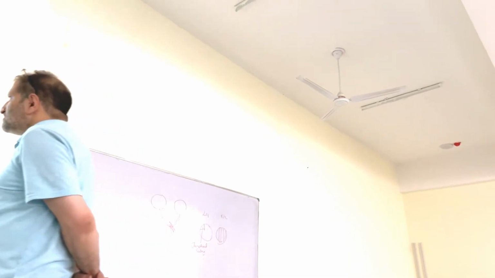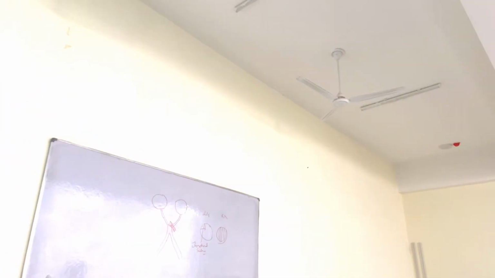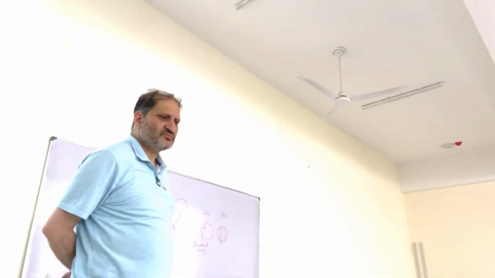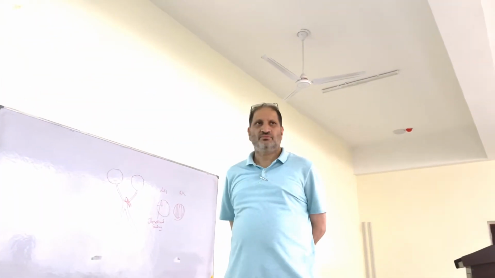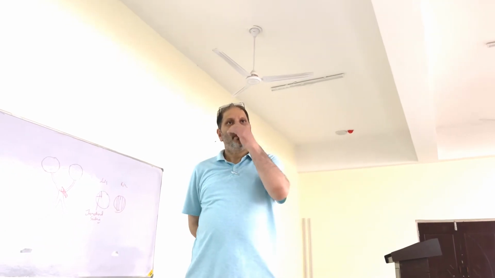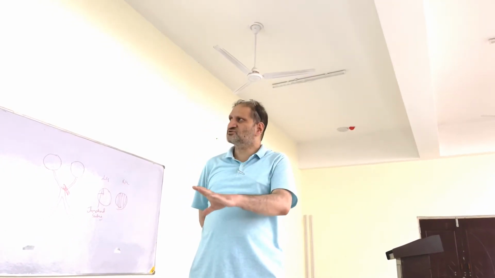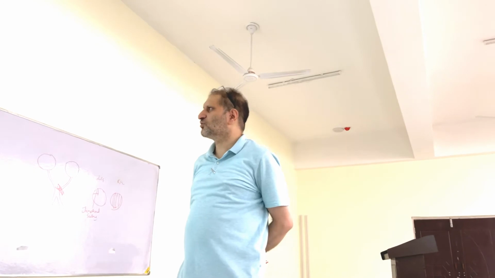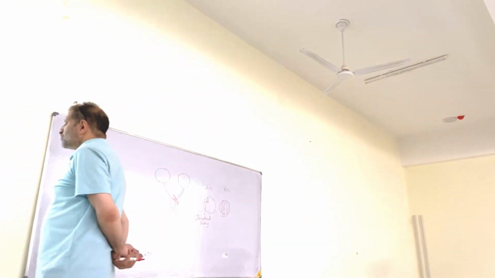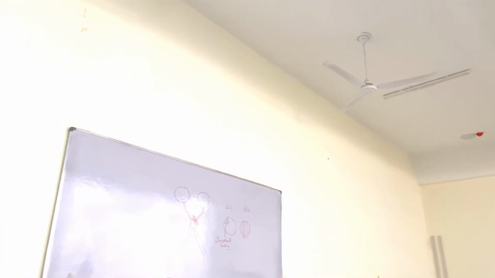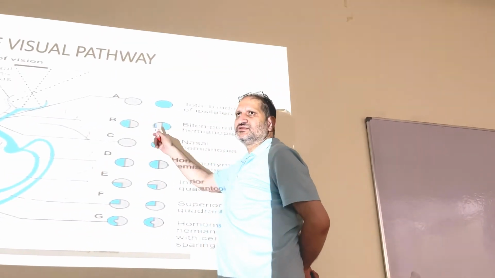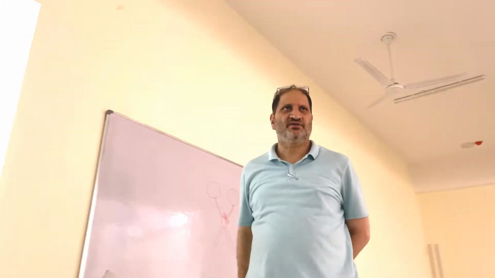Now the third is the optic chiasm. What will happen? The nasal fibers of both eyes will be affected. So it will cause temporal hemianopia. It's called temporal hemianopia. So there will be bitemporal hemianopia. You understand? So bitemporal hemianopia.